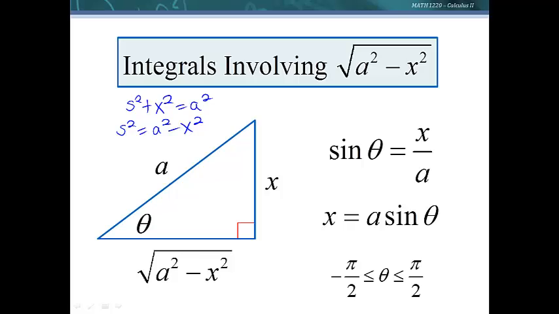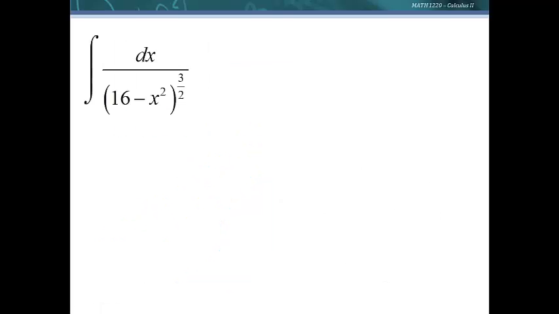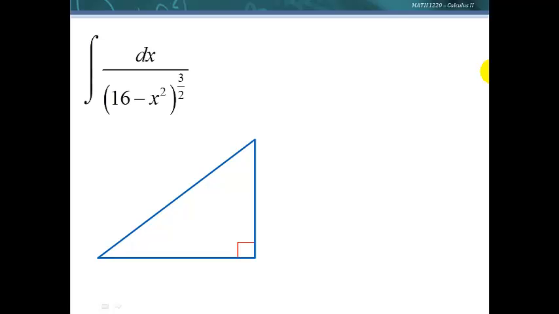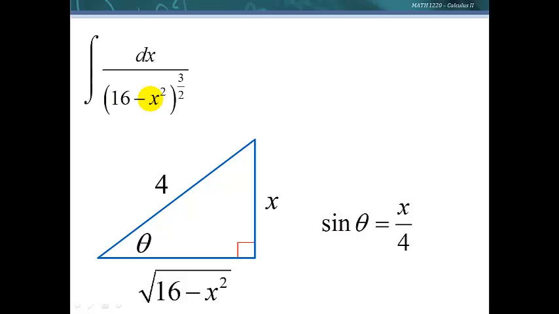Now let's see how all of this would work. So here we have an integral, and it involves an a squared minus x squared underneath the radical. We can see it here in the denominator. And so we're going to draw a right triangle. We are going to label the hypotenuse 4, because 4 squared will give us this 16. We're going to label this side x, and then the other side would be the square root of 16 minus x squared. So if this is theta, we know that sine theta is going to be opposite over hypotenuse.